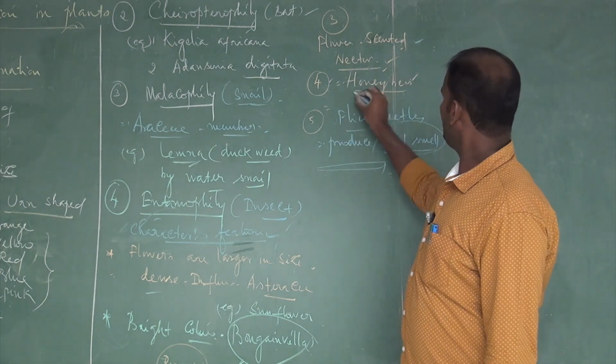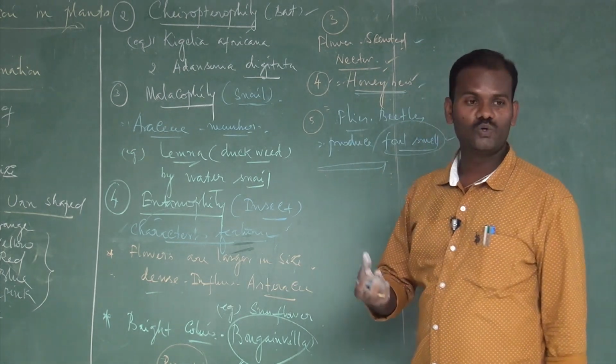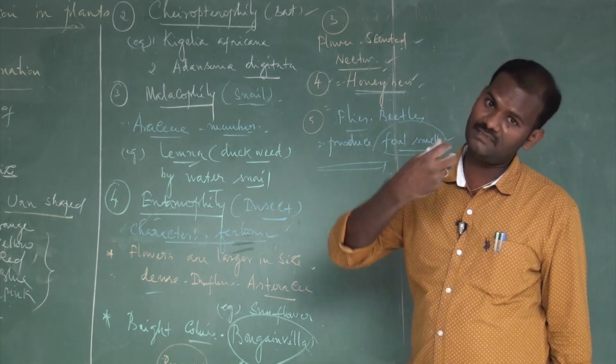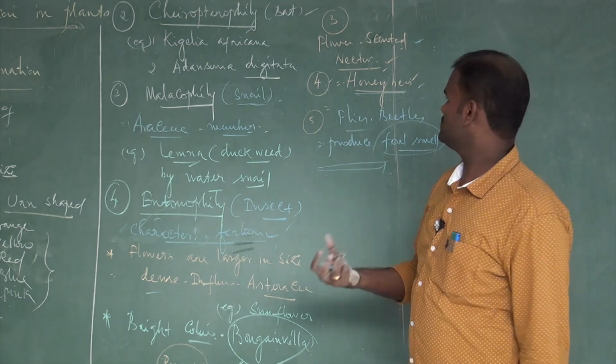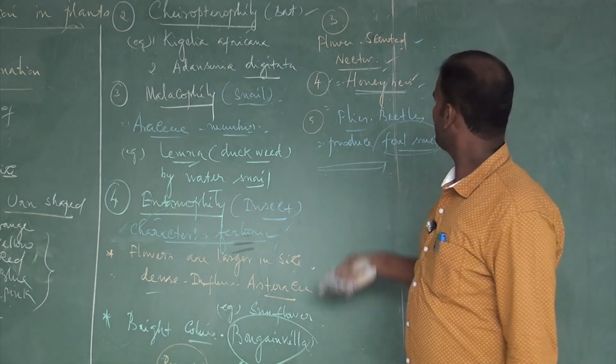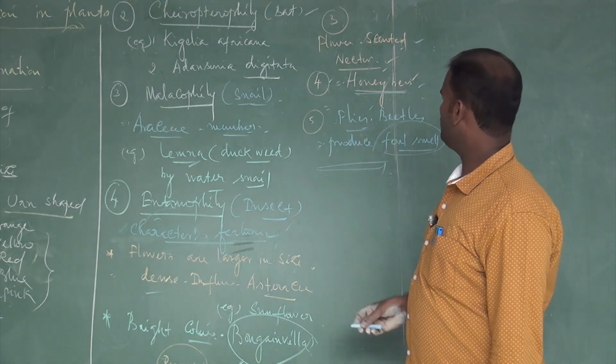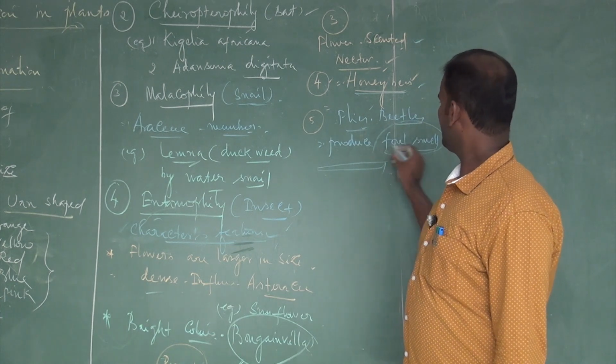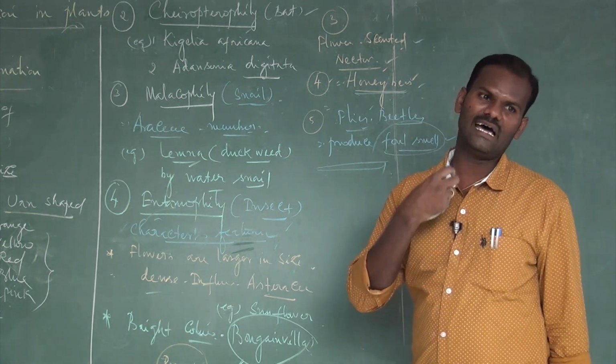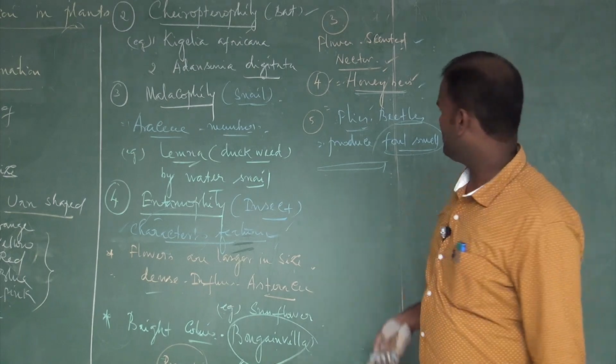Another one is honeybees. The honeybees consume the pollen grains either as a food source, or use it for building up their hives. And next, the flowers visited or pollinated by certain flies and also beetles produce a foul smell, I mean an unpleasant smell, to attract the pollinators.